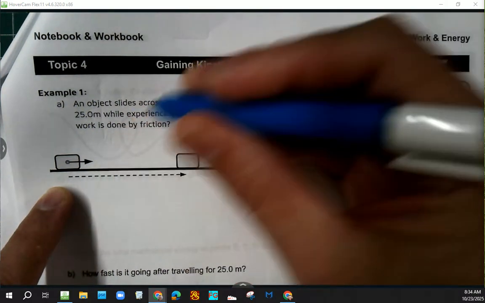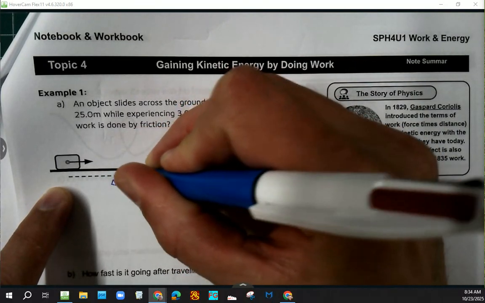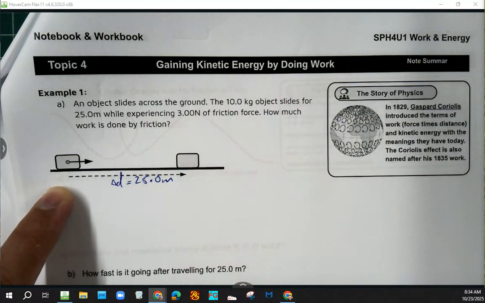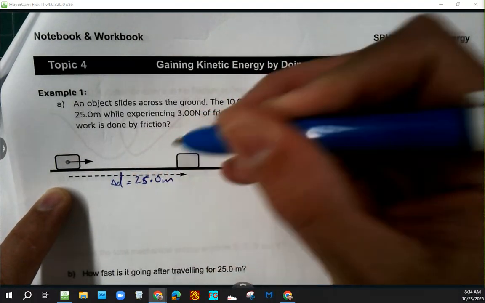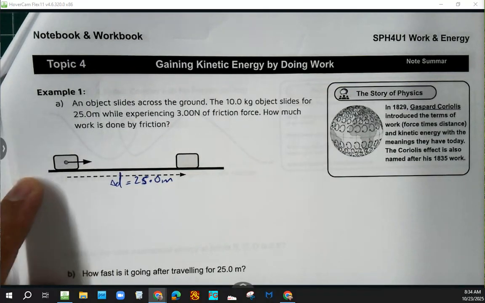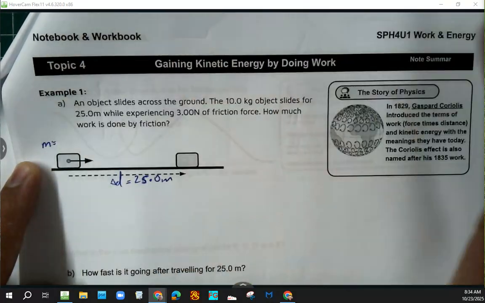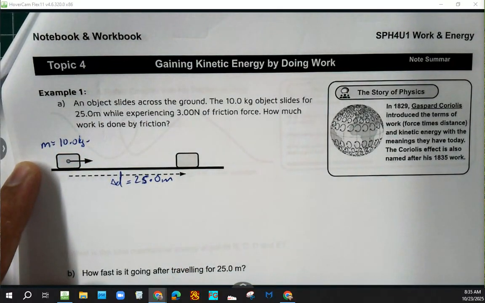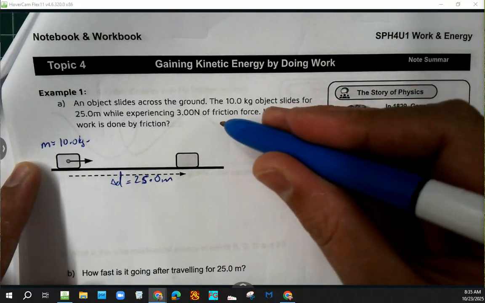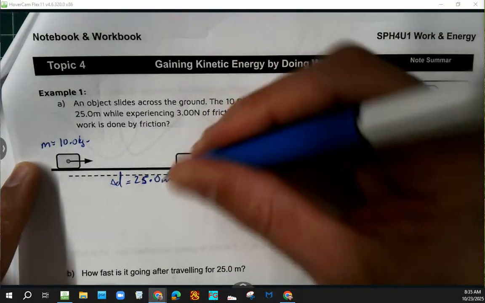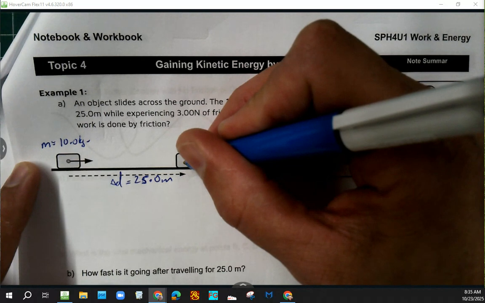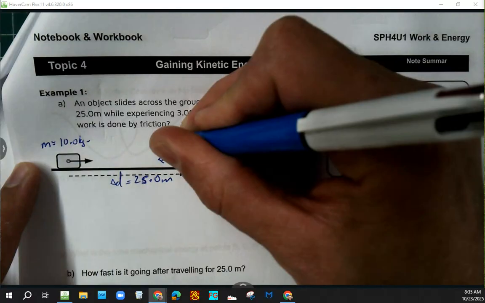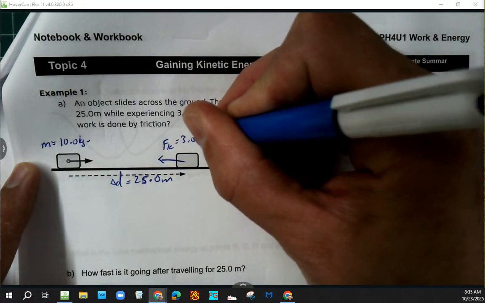And so let's throw in some values. 25 meters. Delta D equals 25.0 meters. Make sure you can see how thick my writing is there. And it says that we got a mass of 10.0 kilograms. And it experiences 3 newtons of force. So then it seems like as it slides, it's going to experience 3 newtons of force working against it. So I'm going to say that Fk is equal to 3.00 newtons.